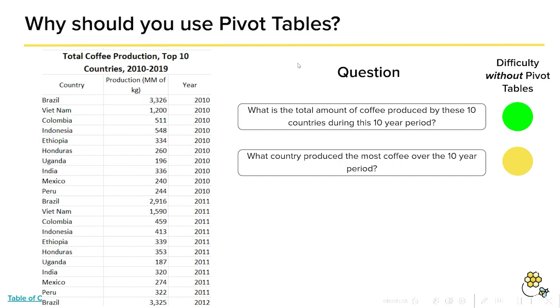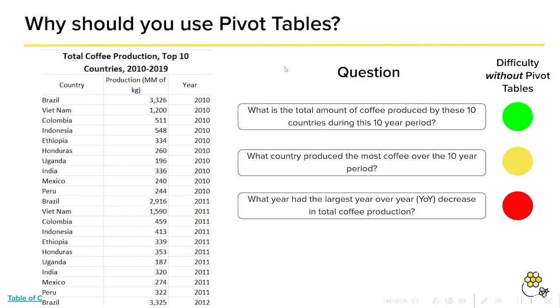What if I asked you, what year saw the largest year-over-year decrease in total coffee production? Quick note here, year-over-year is a term used to compare data from one year to the same period of the previous year. I've left a reference in the lecture notes if you want to learn more about this term, because it tends to be a pretty common term in industry.